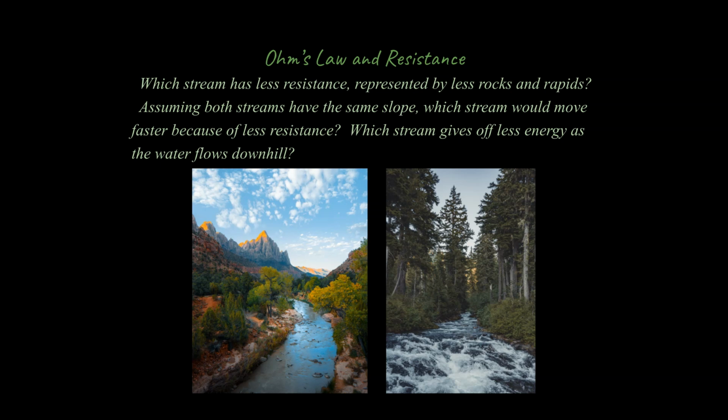Well, the river on the left would flow faster, right? All things being equal, if there is less resistance to the current because there are less rocks, then that water will flow downhill faster. Now, why are we talking about streams and rivers? And that's because these concepts apply almost perfectly as an analogy over to these ideas that we're going to be talking about today, dealing with Ohm's law and resistance.